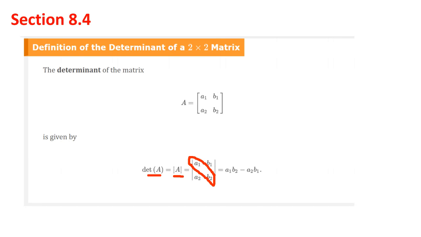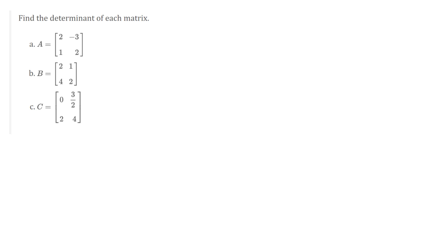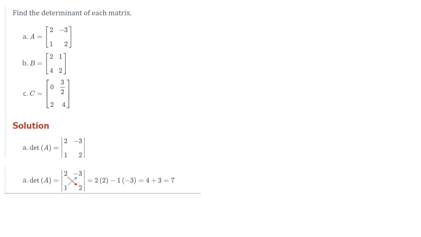In this case, A1 times B2, and then we're going to multiply A2 and B1, and whatever we get, we subtract them. That's going to be your determinant. So if we look at letter A, you multiply 2 times 2, and then subtract negative 3 times 1. 2 times 2 is 4, and then negative 1 times negative 3 is positive 3. So we end up with 7 as our determinant.